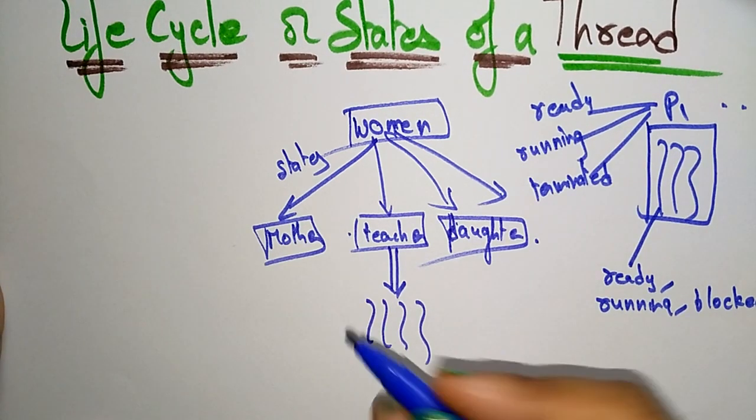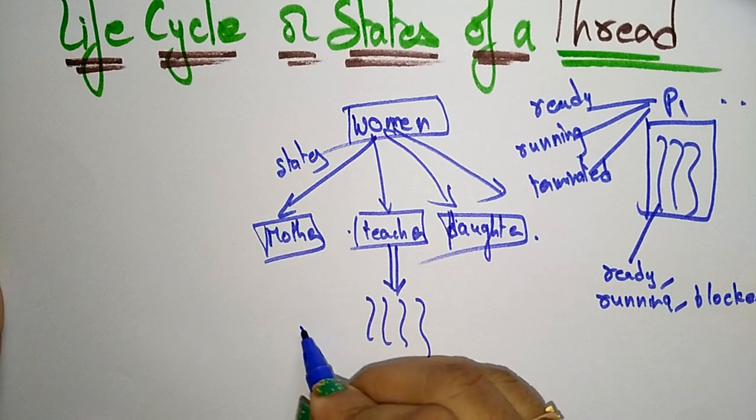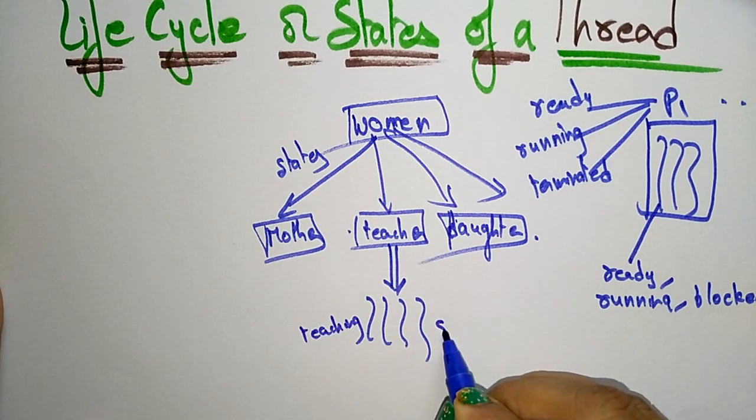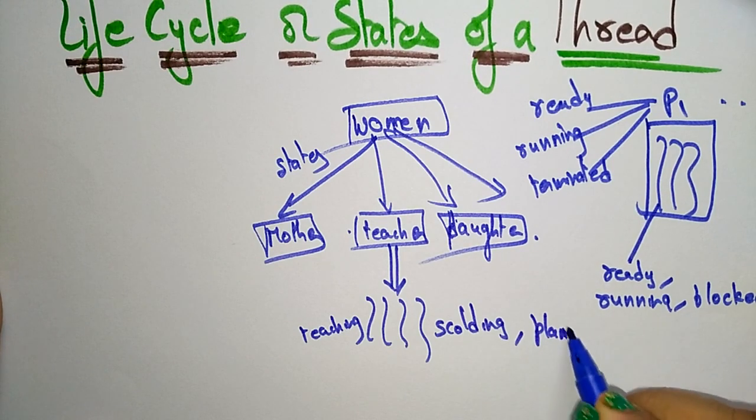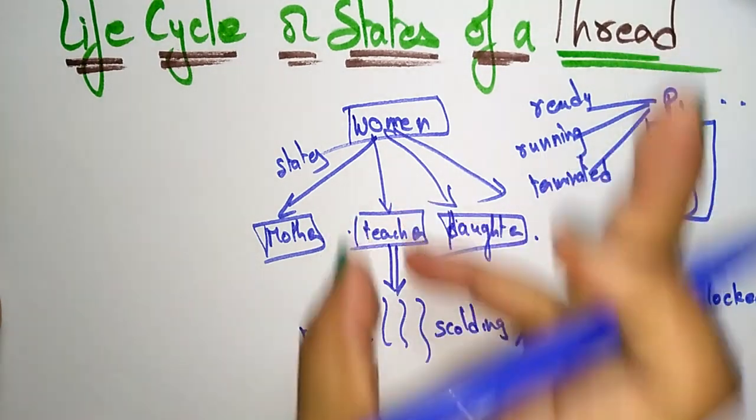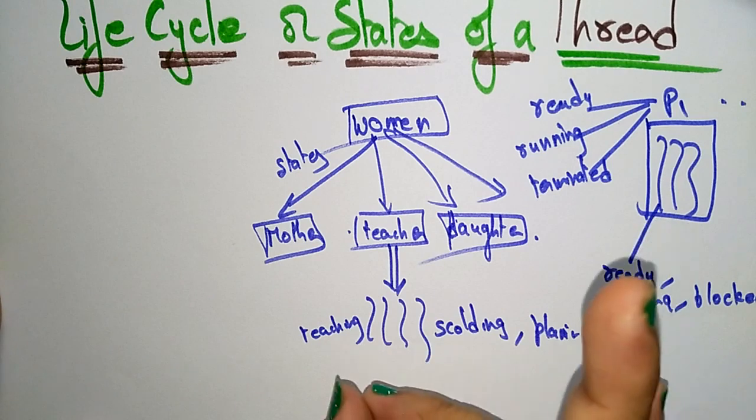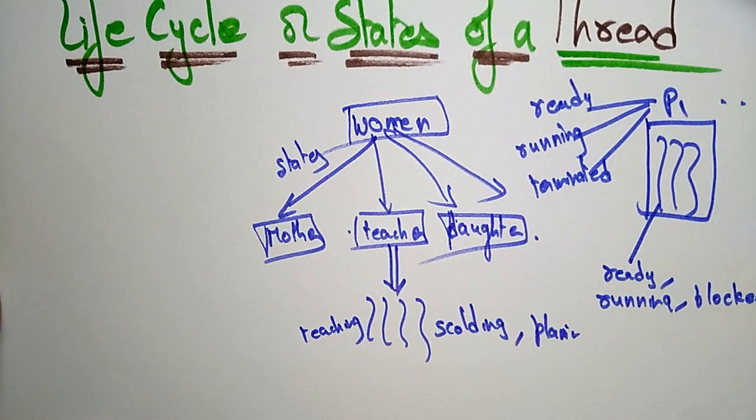A thread is like teaching, scolding, playing. Different threads will be there in the teacher. While teaching, I can explain to the students, I can give some examples. While teaching I may halt, I may go forward, I can pause my lecture. These are the different states that are present in a thread.